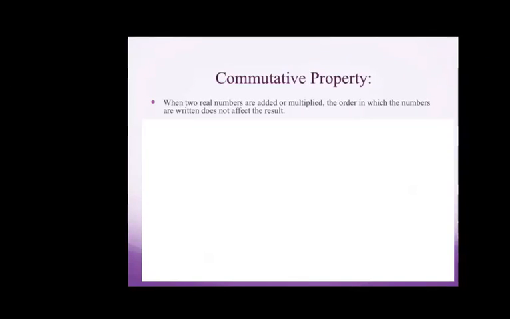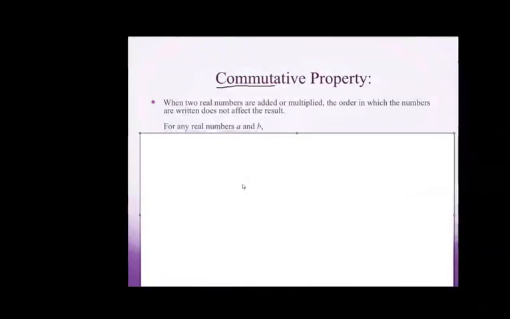The commutative property states that when two real numbers are added or multiplied, the order in which the numbers are written does not affect the result. The way I like to help myself remember commutative is I think of a community. So the community, you have a community of numbers where the numbers can move around, but they're still going to be in the community. They're still going to have the same result. That's just a silly way I use to help myself remember it.